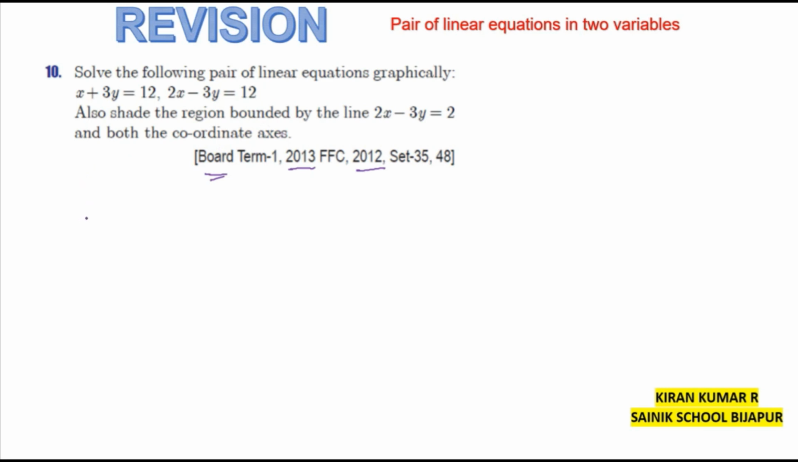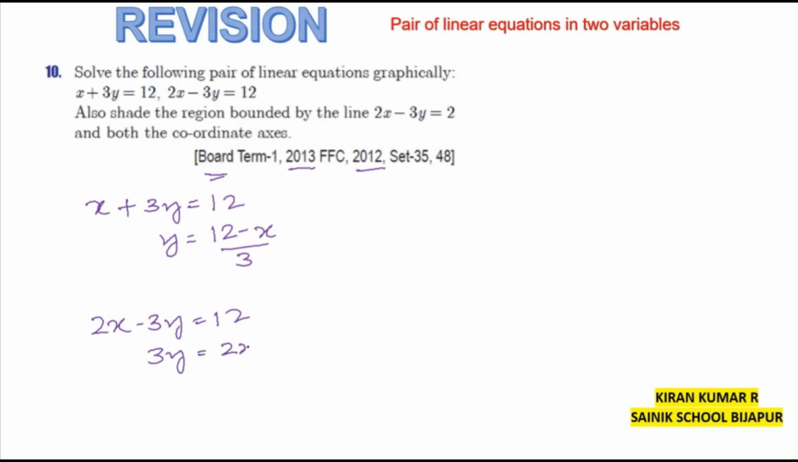Here, as usual, we'll plot the graph. The first equation is x plus 3y equal to 12. So y is written as 12 minus x upon 3. And the second equation is 2x minus 3y equal to 12. So 3y is 2x minus 12. Y is 2x minus 12 upon 3. Let me find the x, y coordinates in both these equations.